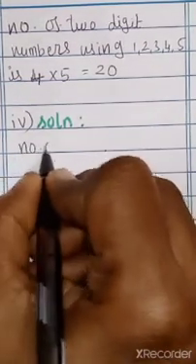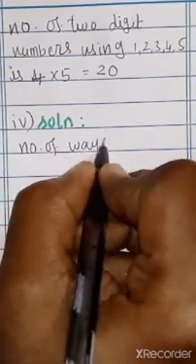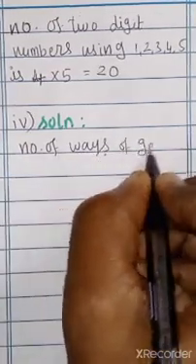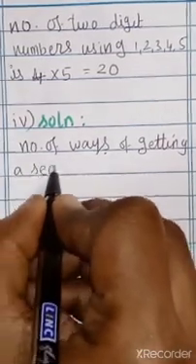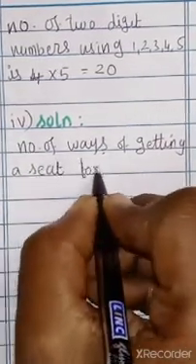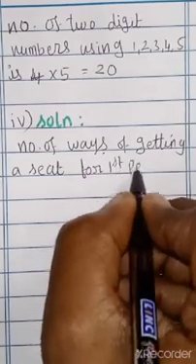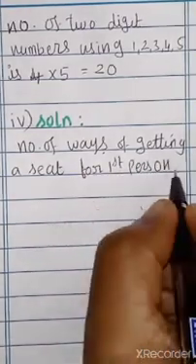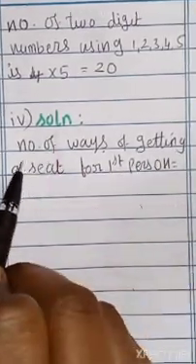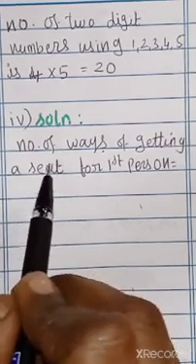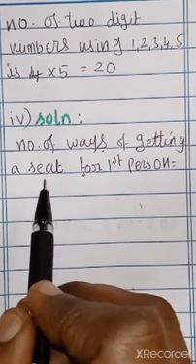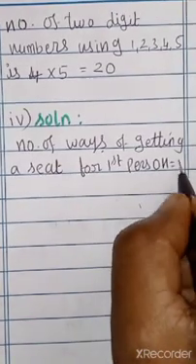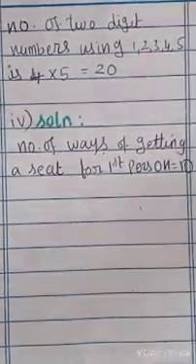So first one, number of ways of getting a seat for first person. Okay, so first person, he is entering. Totally how many seats are there? 10 seats are there. So in any seat he can sit. Correct? So 10 ways he can sit.